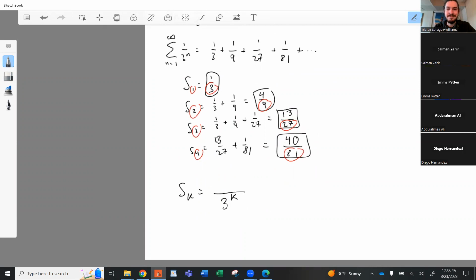All right. So now we can look at our numerators: 1, 4, 13, 40. What is the pattern? How can we write the numerator as a function of k? Wow. What is the pattern? Think.